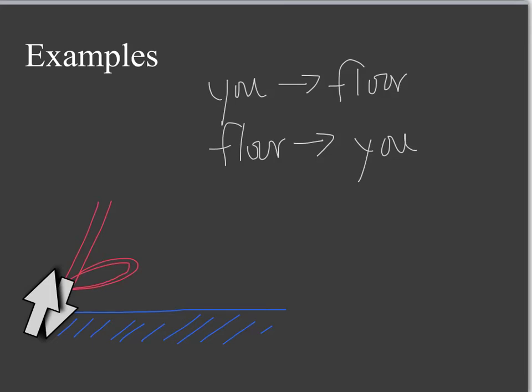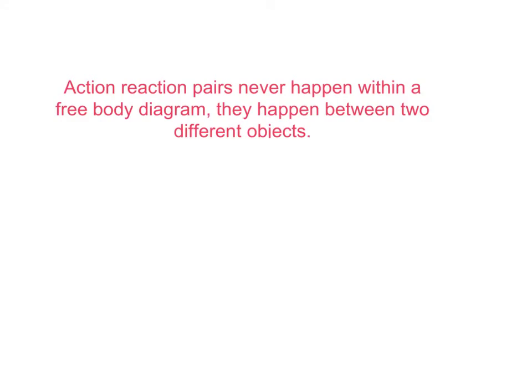Now I want to point a couple things out about this situation. Action-reaction pairs never happen within a free body diagram. They happen between two different objects. So remember, a free body diagram is just one object. Okay? So I want to clarify something here.